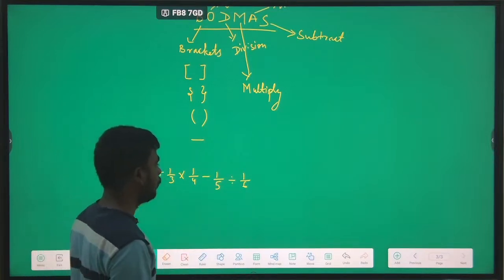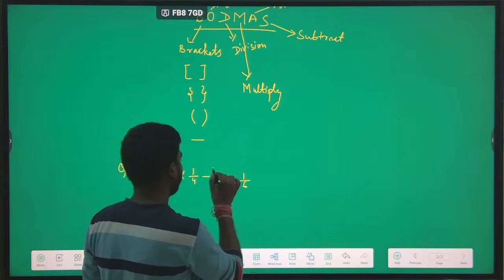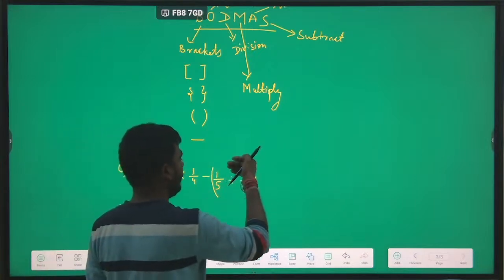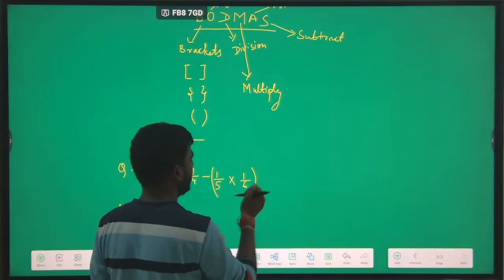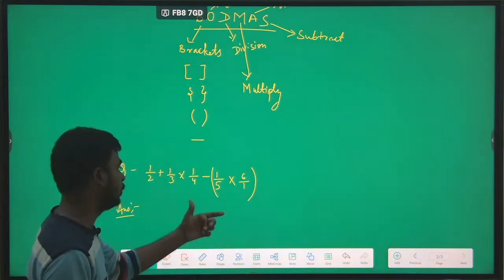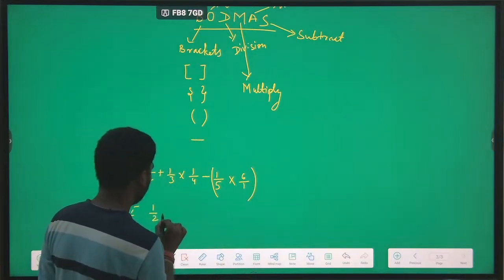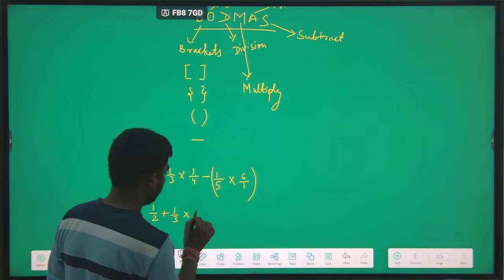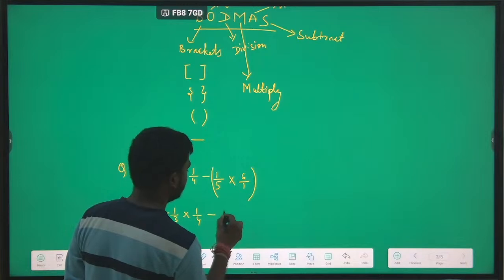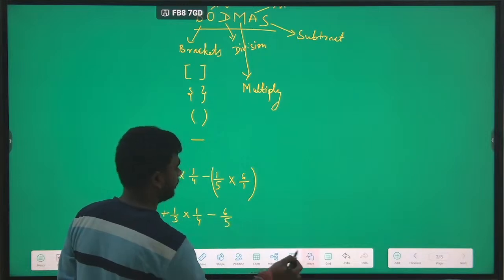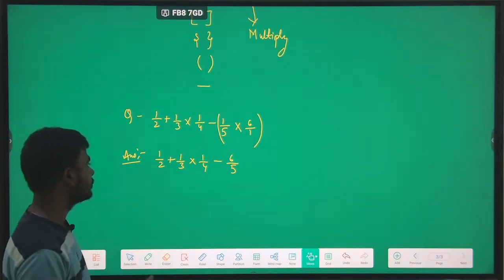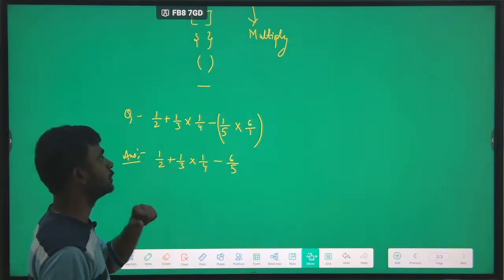Okay. So, what will we do? First of all, we will divide. How can we divide? We will change the sign to multiplication and reciprocate the next number. It will be 6 upon 1. So, overall, what will it be? 1 by 2 plus 1 by 3 into 1 by 4 minus 6 upon 5. Are you getting it, Samir? Okay. So, this will be our first part.